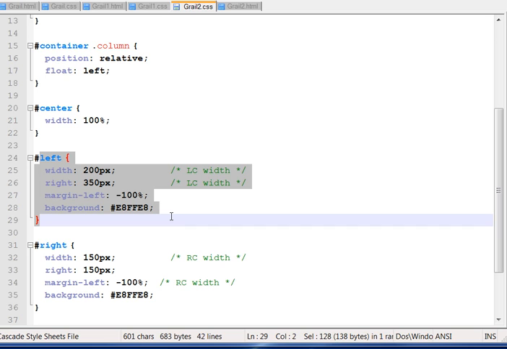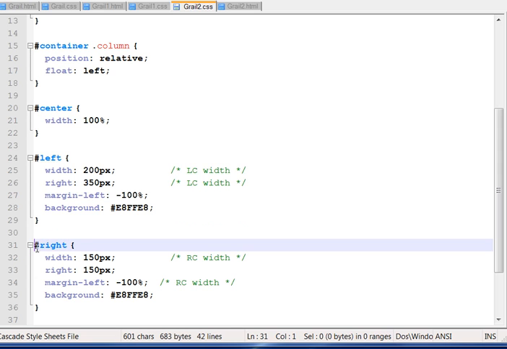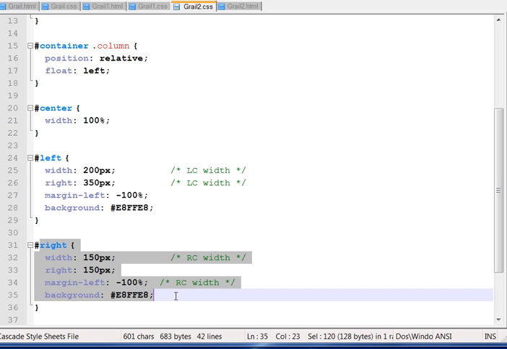This leaves a room between them of 150 pixels for the right column to fit into, and the right column now has a style that is the same sort of thing as the left column did before, and instead with the right shift of 150 pixels and a width of 150 pixels, and that slips it in between the left and the center.